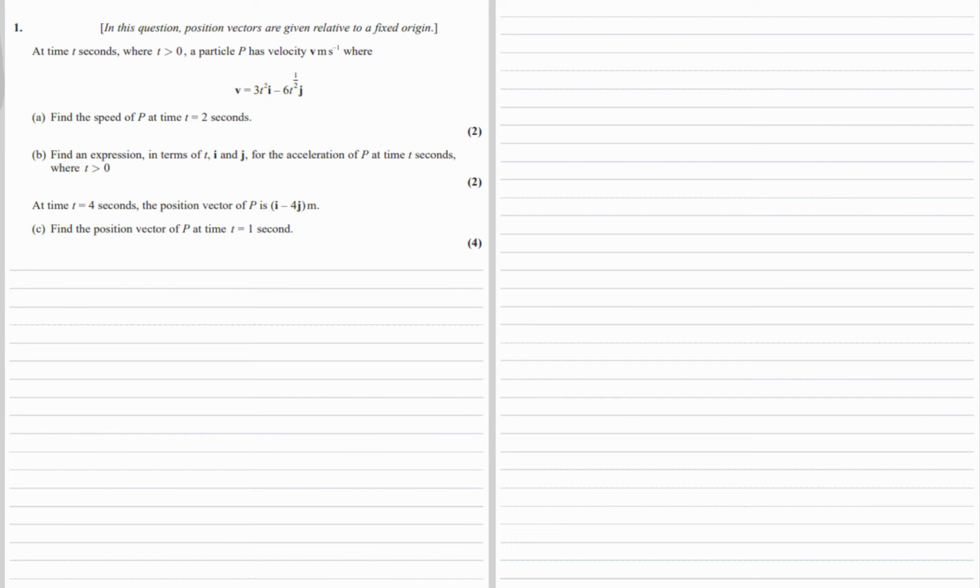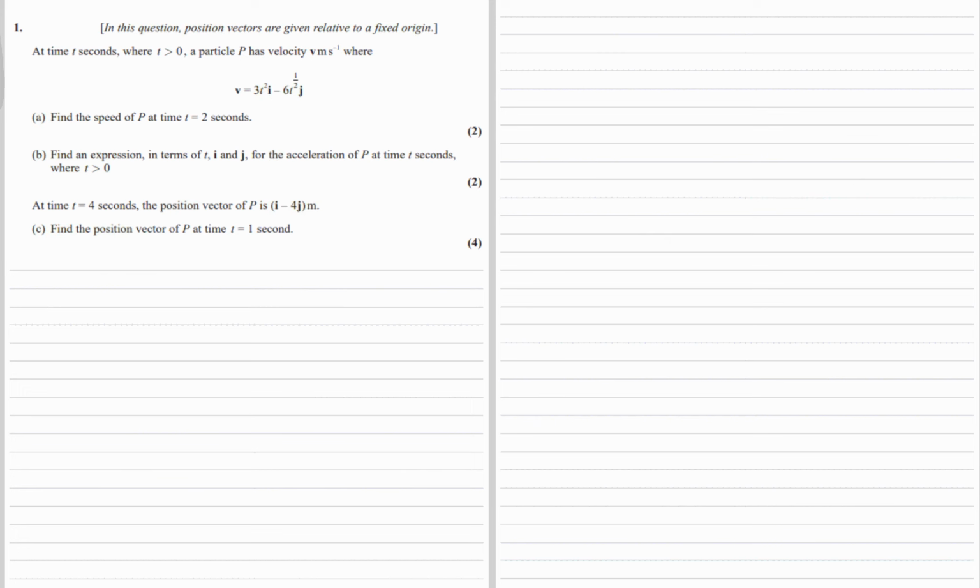At time t seconds, where t is greater than 0, a particle P has velocity v meters per second, where v is 3t squared i minus 6t to the power of a half j. We need to find the speed of P at time t equals 2. So speed is the scalar version of velocity. So let's work out the velocity when t equals 2.